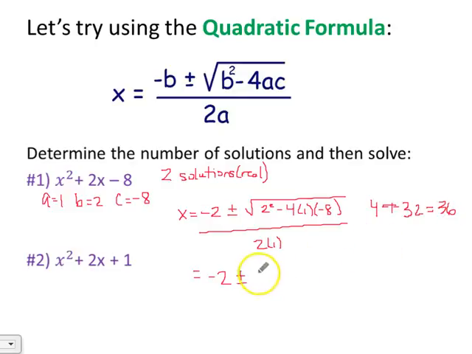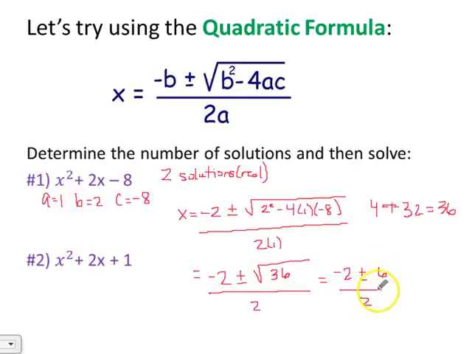So everything underneath our square root sign simplifies down to 36. And then we've got it all over 2 times 1, which is 2. Now if you look, we've got a plus and minus sign. How do we use that? Actually, let's go one step further. What's the square root of 36? We can break that down. The square root of 36 is 6.